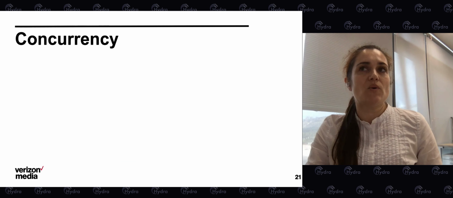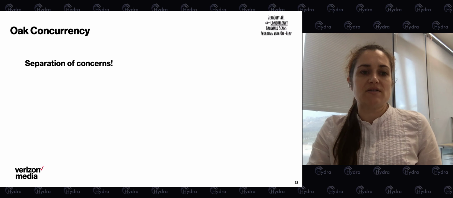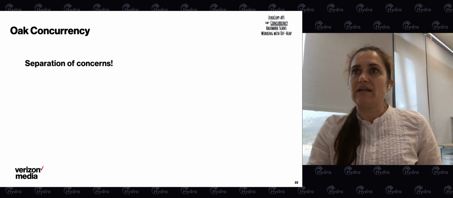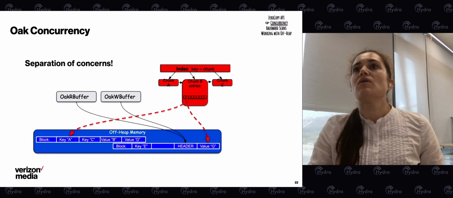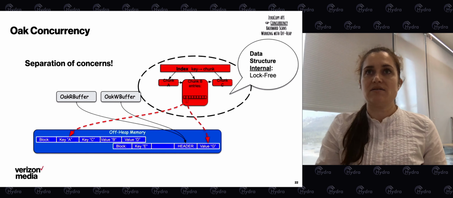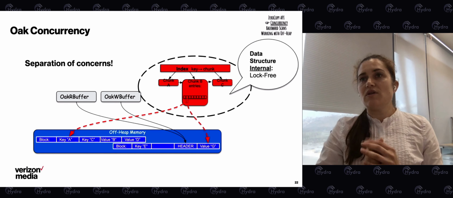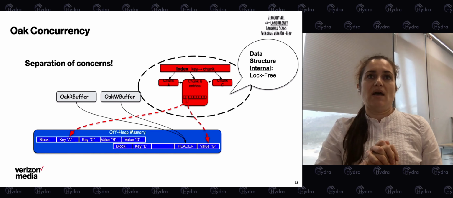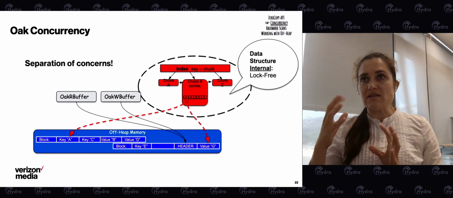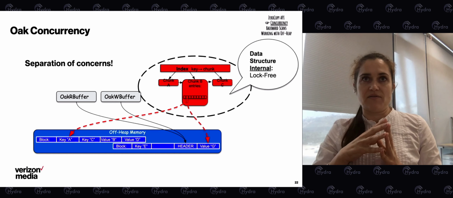Okay, I'm going to really quickly speak about concurrency without much detail. What is important for me to mention is separation of concerns. We have the data structure itself, which is concurrent, and we have the data, which is also concurrently accessed. First, the data structure, our internal data structure, is lock-free. We don't have locks. We use concurrent operations on on-heap metadata. This is how we manage the internal puts and deletes coming simultaneously and updating the data structure itself.